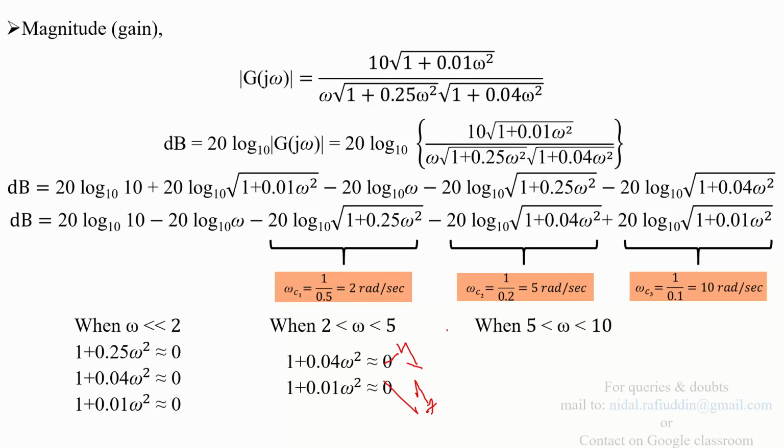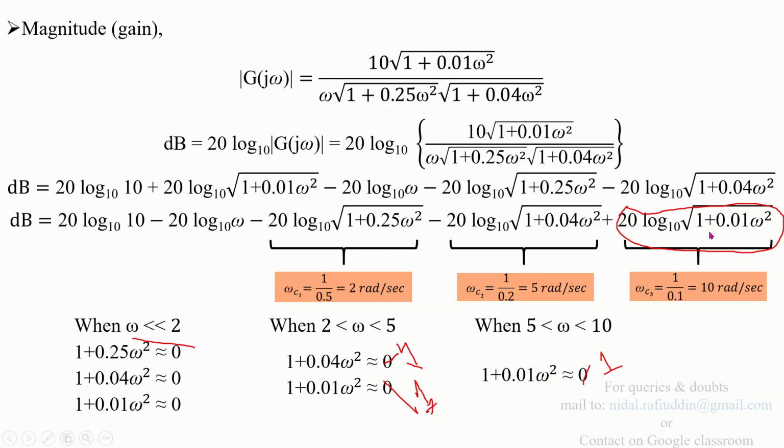Likewise, if omega lies between 5 and 10, in that case we are going to have 1 plus 0.01 omega square close to 1, and log of this will be 0.